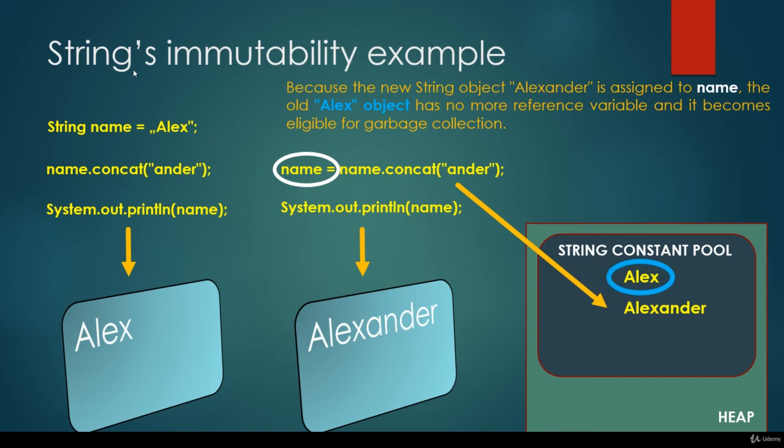Okay, so because strings are immutable, it is usually not efficient to manipulate strings with the help of these methods. And this is why we are going to talk about StringBuilder and StringBuffer, because if we have to modify strings frequently, then it is a way better and more efficient option to use StringBuilder and StringBuffer.